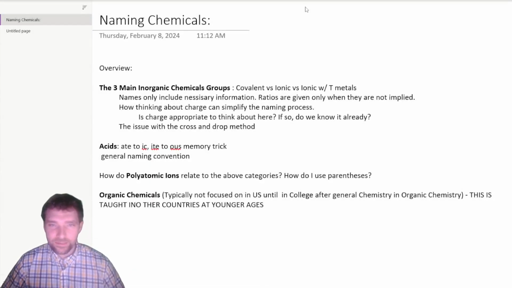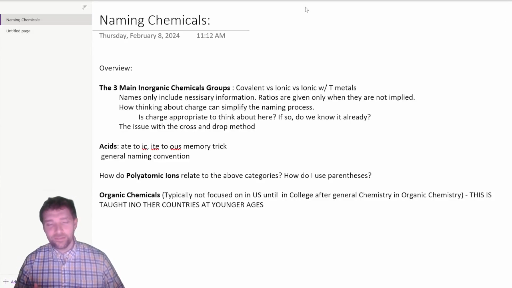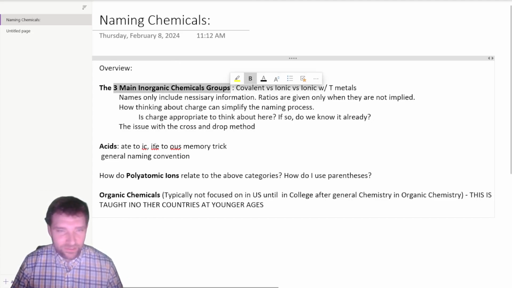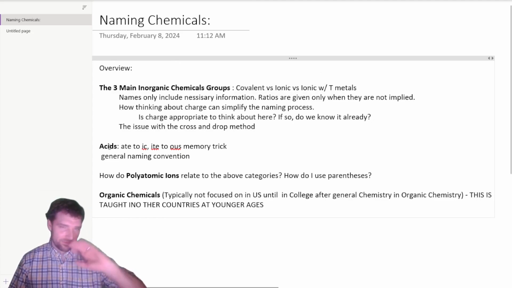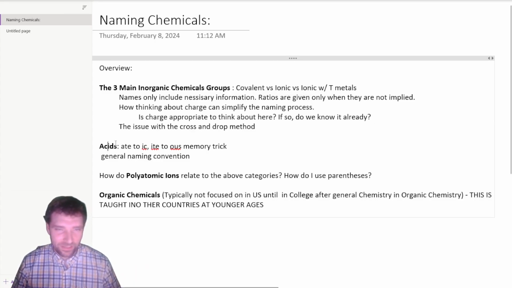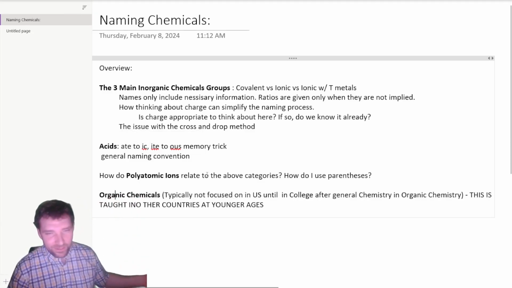Today we're going to talk about naming chemicals, and we're really going to focus on these three main groups today. There are more naming conventions, like with acids, they've got a particular rule set. They're kind of like an old thing in chemistry, so they've got weird naming rules. And then organic chemicals also have unique names because they were discovered a long time ago.